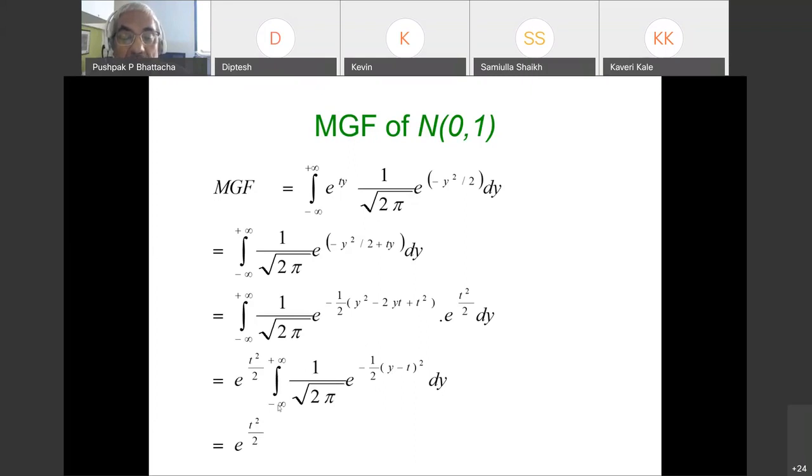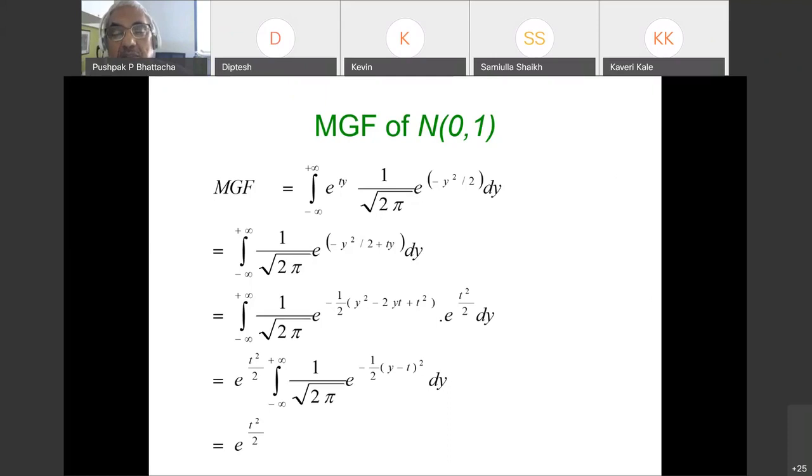So this integration from minus infinity to plus infinity must be equal to 1, because the area under any normal curve is equal to 1. So then the moment generating function for a standard normal variable is e to the power t square by 2. Okay, so why am I doing all this? Because I want to show the central limit theorem, which requires Sn also to be normally distributed.